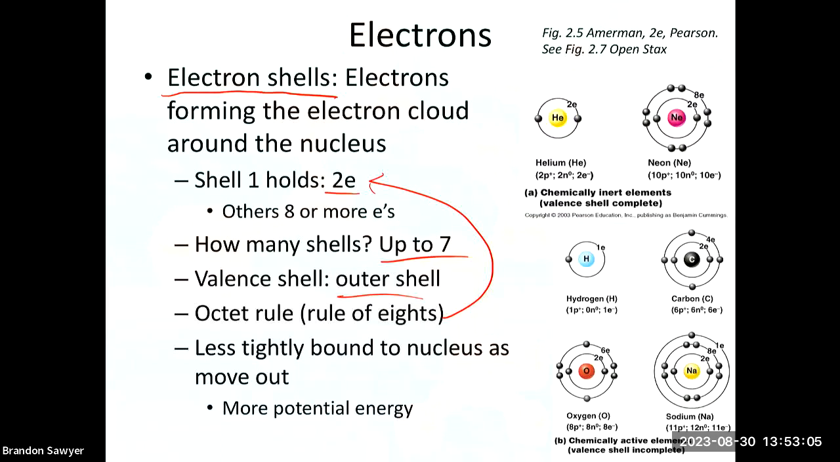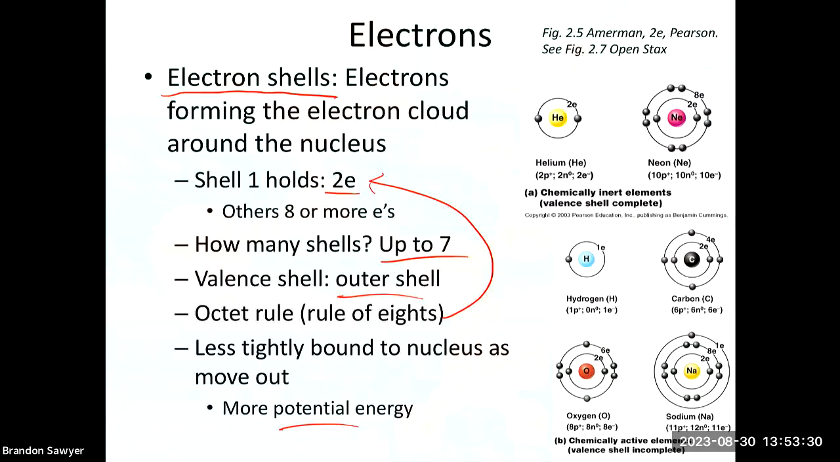But as electrons move out, they are less tightly bound to the nucleus, because the nucleus has the protons in it with that positive charge, and that attracts the electrons towards it. But the further out we get, the more likely those electrons are to bind to other things, so there's more potential energy for those atoms to react with other things.